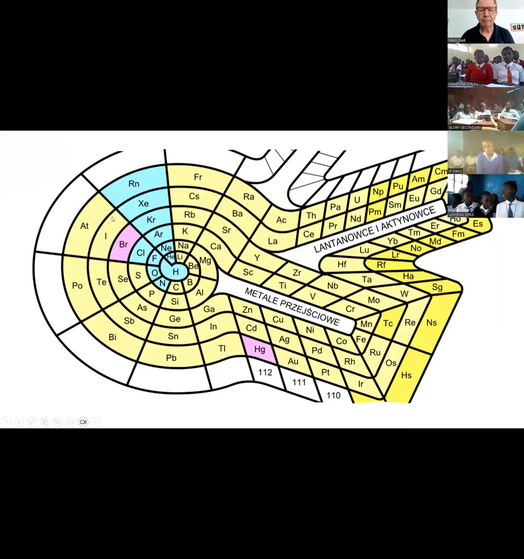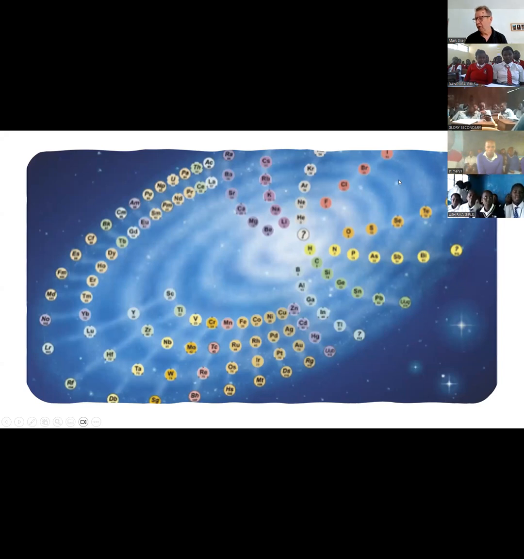Here's another one. This is a very difficult periodic table to understand. But if you look at it, it starts in the middle with hydrogen, and then helium, lithium, beryllium, boron, carbon, nitrogen, oxygen, and so on. It goes in a spiral. Now, the spiral is quite useful. Here's another one. This is sort of like a galaxy. Here's hydrogen, helium, lithium, beryllium, boron, carbon, nitrogen, oxygen, and so on. There are many different ways of doing it.